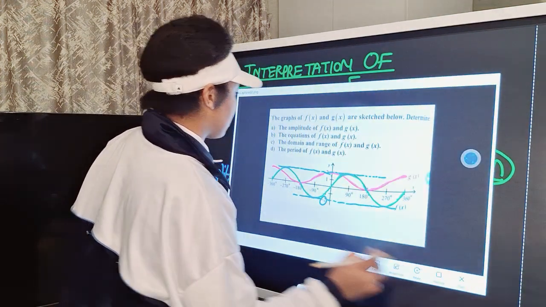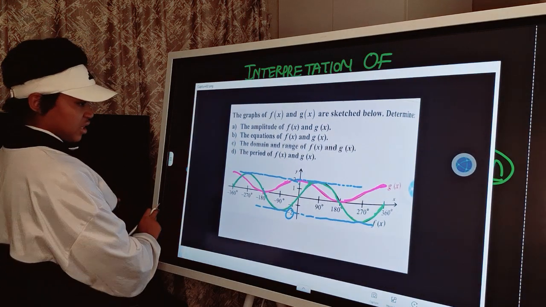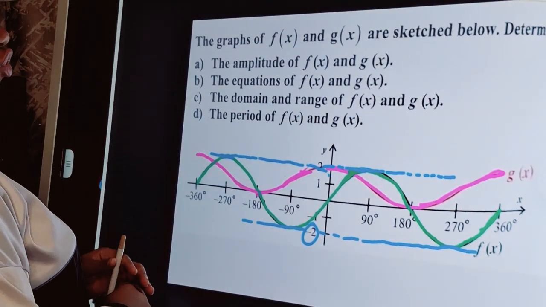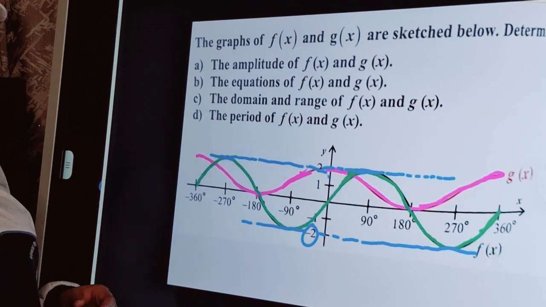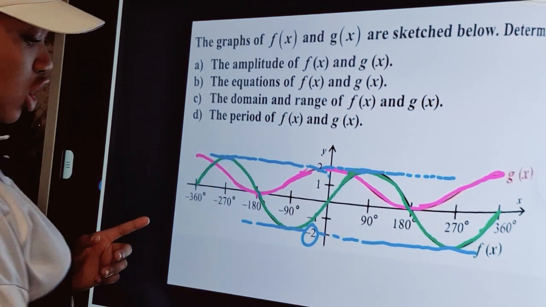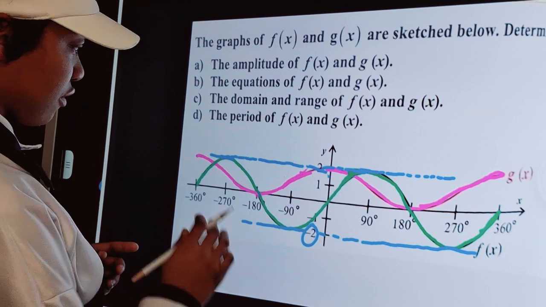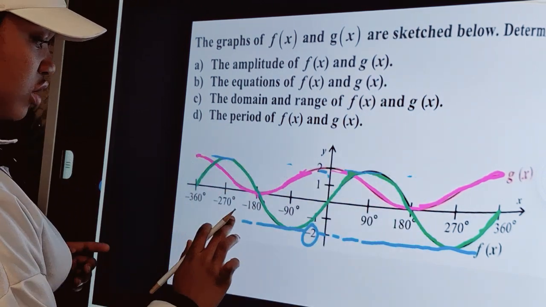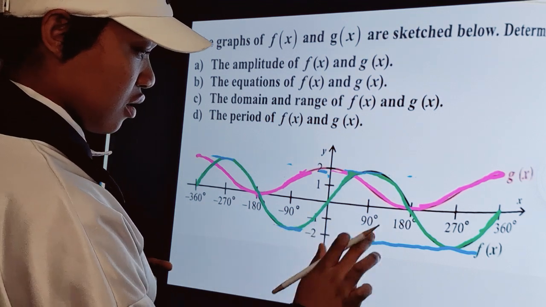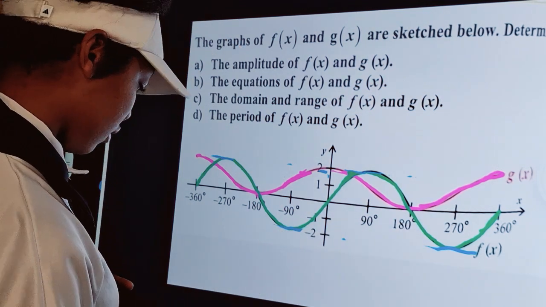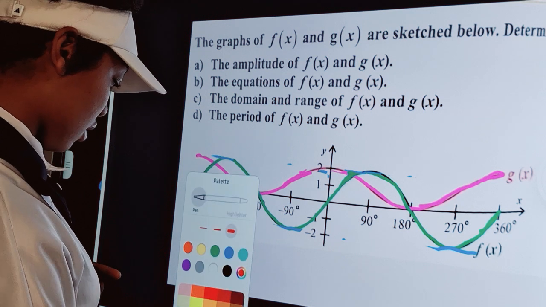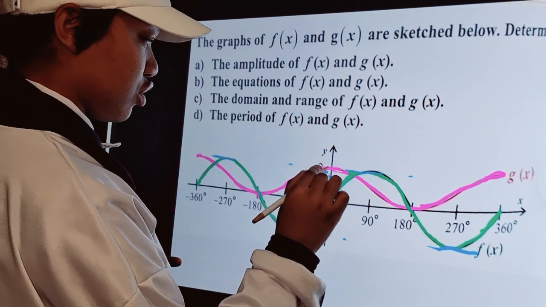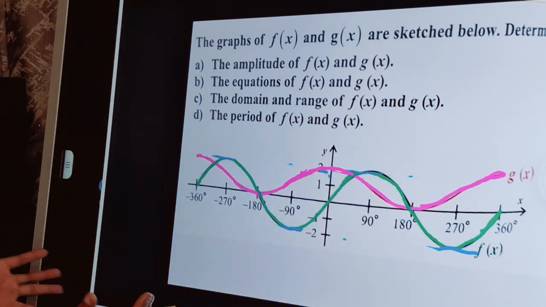Okay, graph G. Now we're no longer looking at the green graph. The green graph is graph F, the one we were looking at just now. So right now we're going to be looking at the pink graph, which is the one that represents graph G. So the highest point on the pink graph, let me move these dots here. The pink graph is graph G. Amplitude of graph G, recalculate, guys.